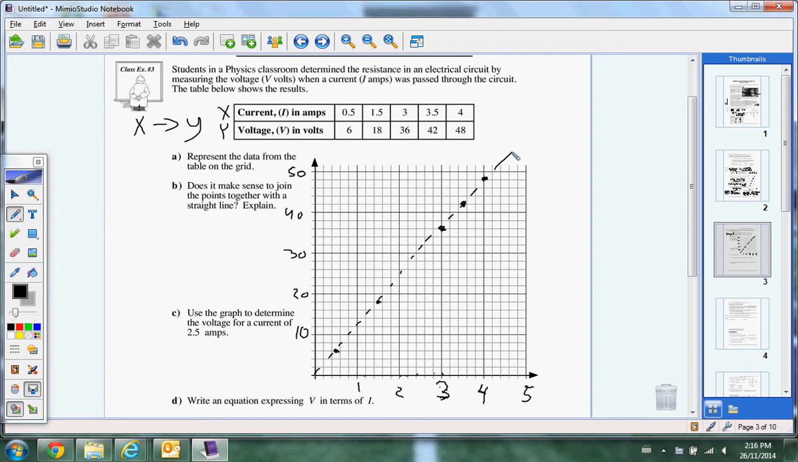Okay, it says, does it make sense to join the points together with a straight line? So in this case, can we have in between amps, like can we have 2 amps go through? Yeah, so this time it's okay to connect them. So yes, it makes sense, because the data is continuous.